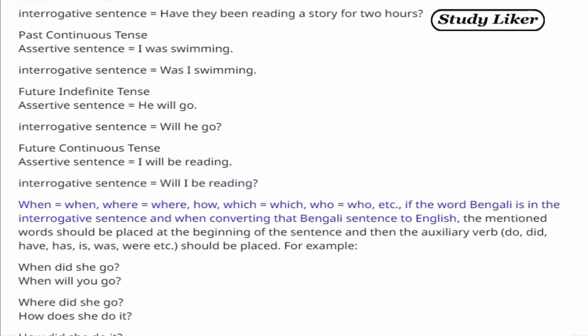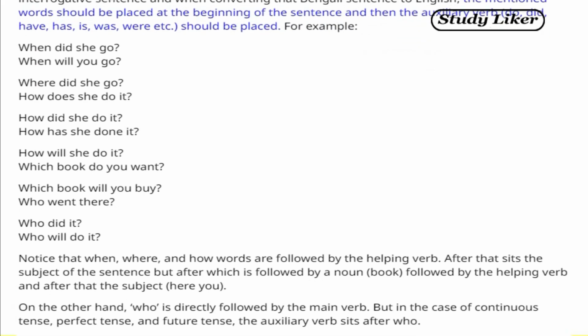When equals when, where equals where, how, which equals which, who equals who, etc. If the word in Bengali is in the interrogative sentence, when converting that Bengali sentence to English, the mentioned words should be placed at the beginning of the sentence and then the auxiliary verb, do, did, have, has, is, was, were, etc., should be placed.